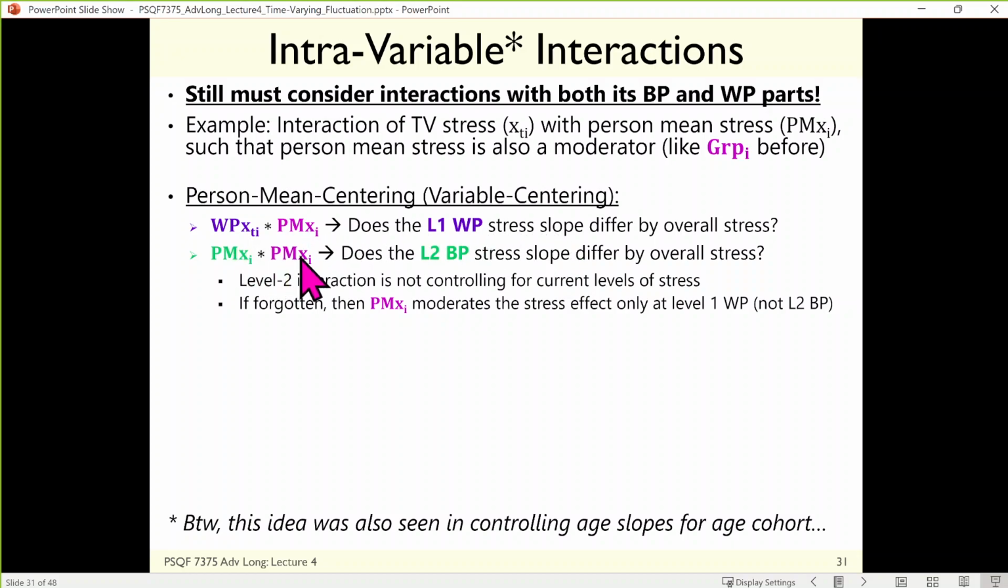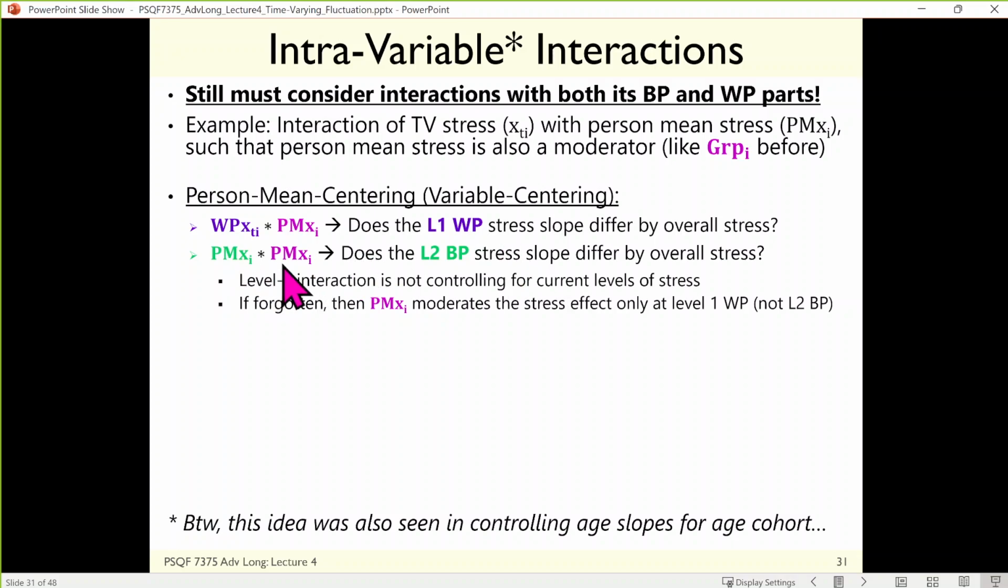The other one, though, is also possible. And so this is the moderation of the between slope by person mean stress. And if you look at this, it's like, wait, that's a quadratic slope. So this is allowing the effect of more stress than other people to depend on how much stress you usually have. And that results in creating a quadratic coefficient by which the between slope can speed up or slow down, depending on where you are on the between slope.